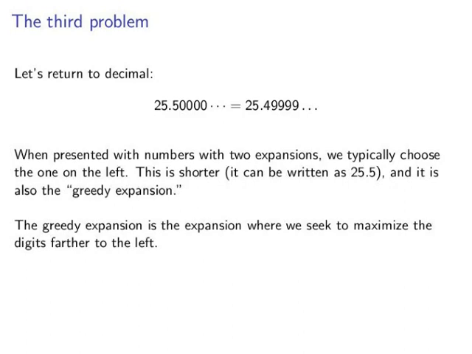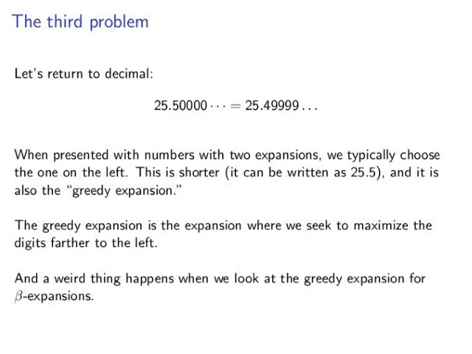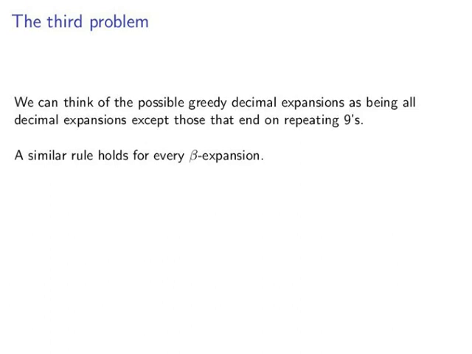In the example above, we have a 2 in the tens place, and there's no other option, and then we have a 5 in the ones place, and there's no other option for that. But we could have either a 4 or a 5 in the tenths place. Since we're going for the greedy expansion, we opt for the 5, and this forces us to have a 0 everywhere else. A weird thing happens, however, when we look at the greedy expansion for beta expansions. We can think of the possible greedy decimal expansions as being all possible decimal expansions except for those that end on repeating 9. A similar rule will hold for every possible beta expansion.